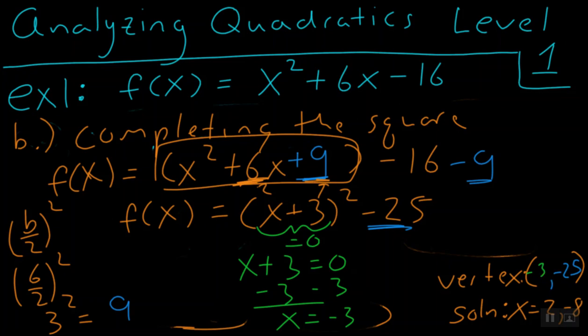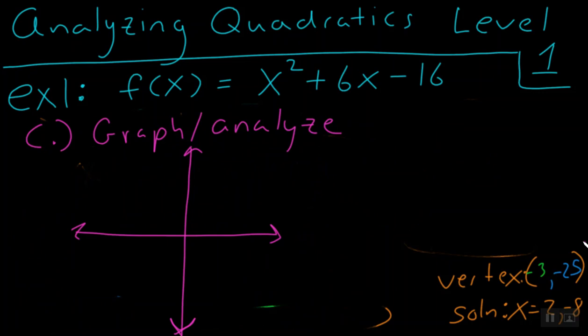Alright, at this point, pause the video, finish taking notes, and I'm going to clean this up for you. Alright, let's take our two pieces of information. We have our vertex at negative 3, negative 25. I know that negative 3 goes to the left, and I'll just write negative 3. And negative 25 goes down, and I'll just write one tick mark that says negative 25.